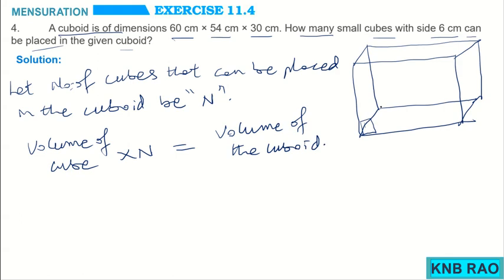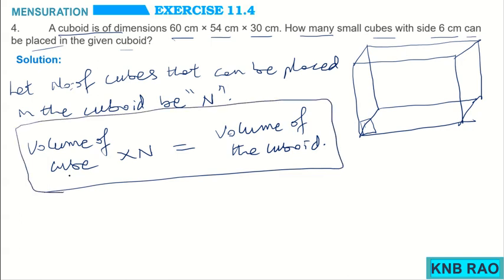Because however many cubes I pack inside this cuboid, the number multiplied by the volume of each cube is occupying the entire volume of the cuboid. Have you understood? The volume of a cube, when multiplied by the number of such cubes, gives the volume of the cuboid.